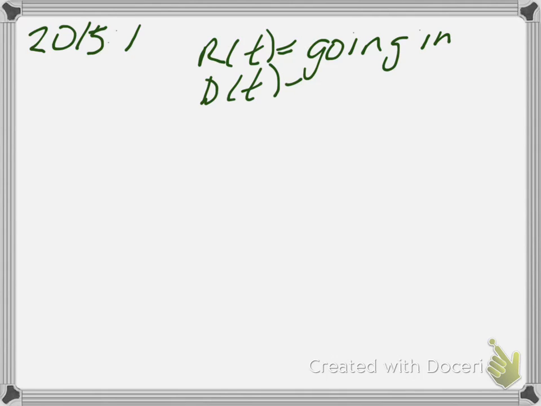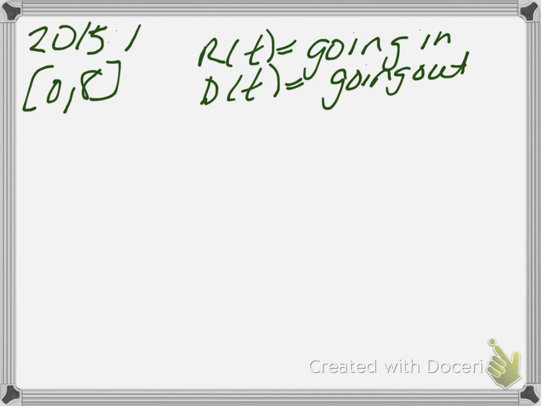Okay, this is from the free response questions from 2015, number 1, about the drain pipe. So get that in front of you. We have water going into a drain pipe. R of T is the water going in, and D of T is the water going out. We're talking about the interval from 0 to 8.